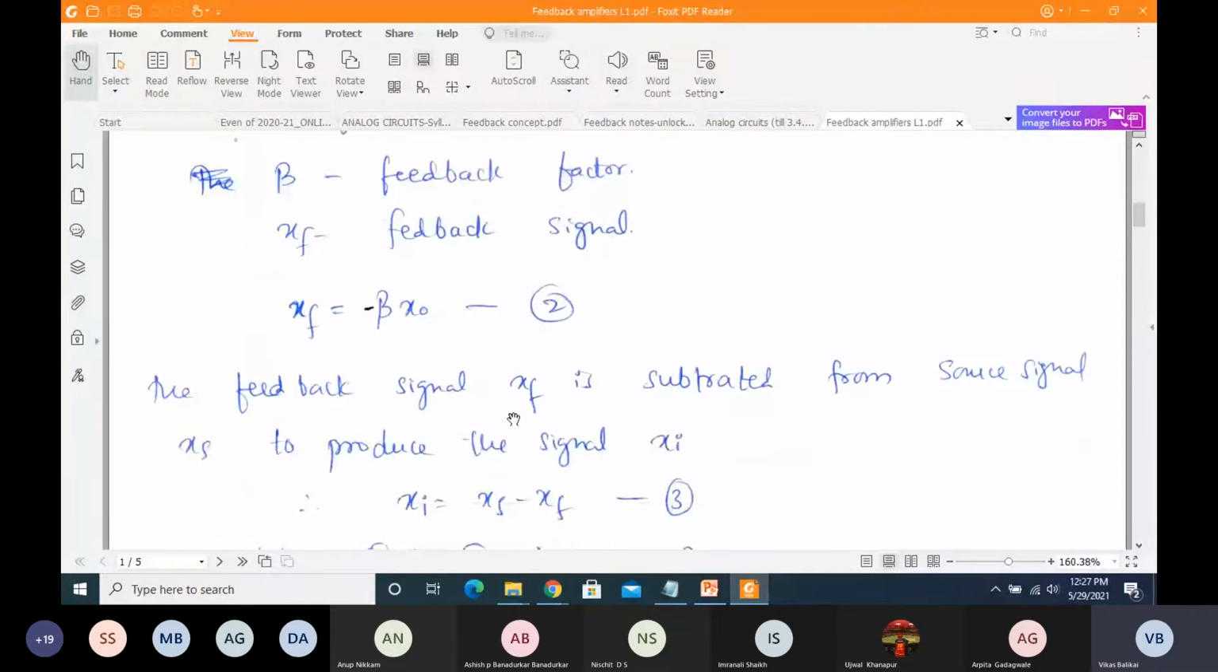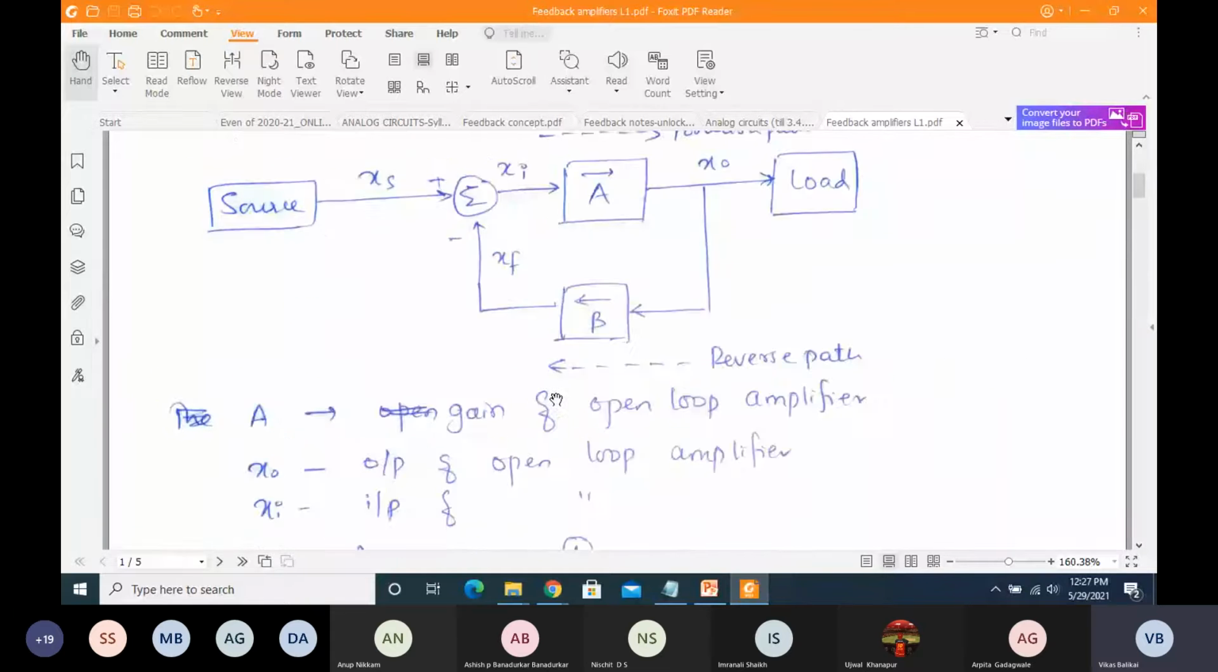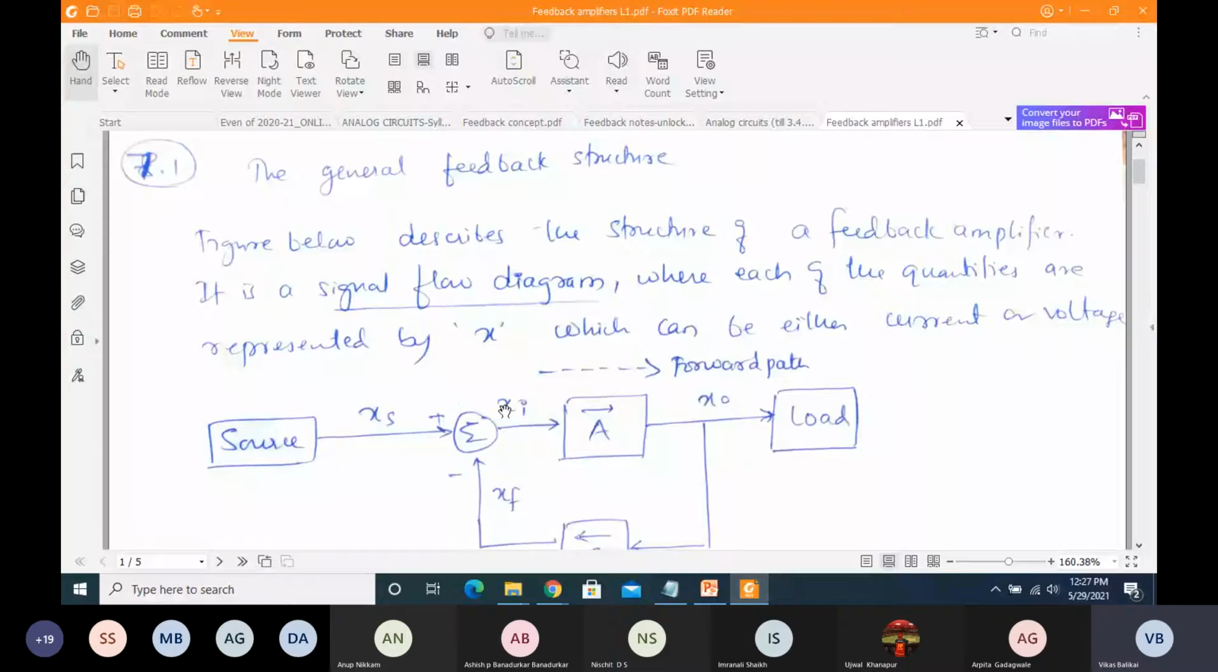So the feedback signal XF is subtracted from the source signal XS to produce the signal XI. So basically, what is XI? XI is nothing but XS minus XF, the source signal minus the feedback signal. As you can see, the addition and subtraction symbol over here, XS minus XF, that is my XI. That's what I have written over here. So let me call this equation number 3.